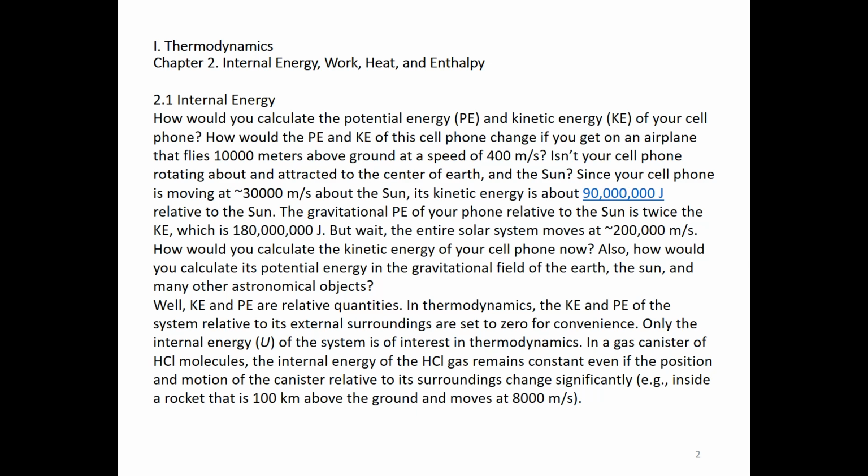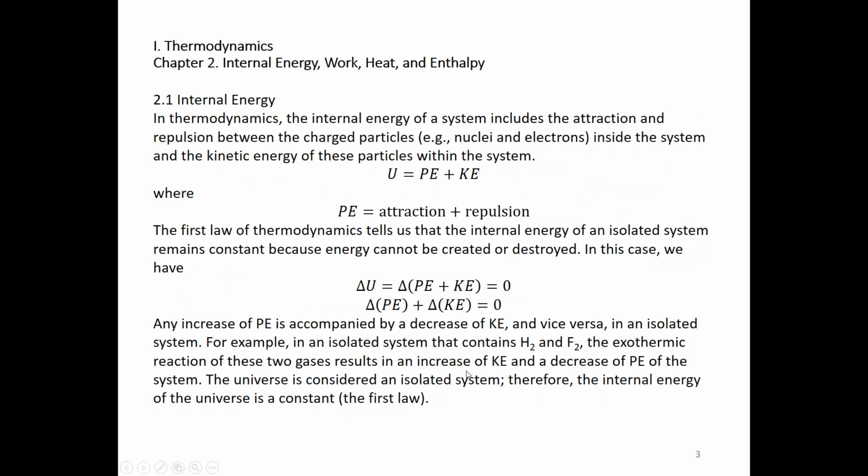U denotes internal energy. Another example: if you have a gas canister of HCl molecules, the internal energy of the gas remains constant. Even if you put this canister in a rocket and the rocket is flying at 1,000 meters per second and 100 kilometers above the ground, it just makes no difference. The internal energy of this HCl gas remains unchanged.